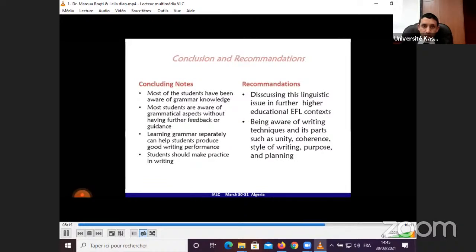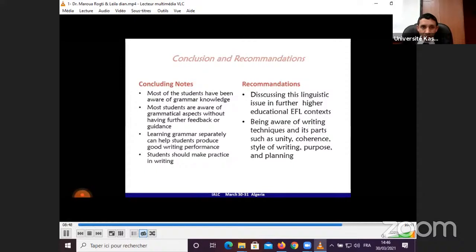So the results of the study prove that most students have been aware of incorporating a good amount of grammar knowledge into their written discourse. The highest mean scores regarding word order and grammar use reveal that most students are aware of grammatical aspects without having further feedback or guidance on the part of the teacher to learn in their writing classes. So learning grammar separately from writing can to some extent help students produce a good writing performance, as they should be more aware of the ways of learning grammar effectively.